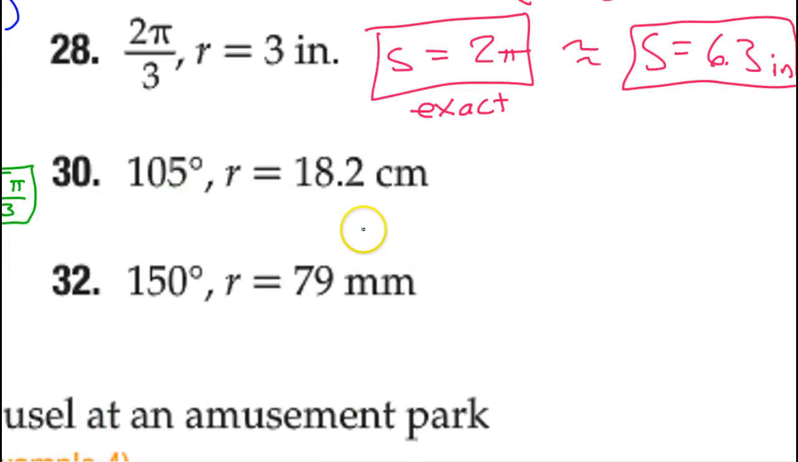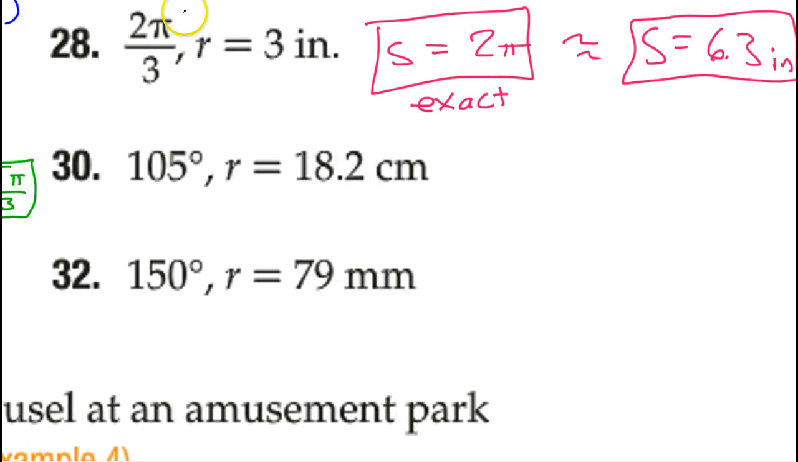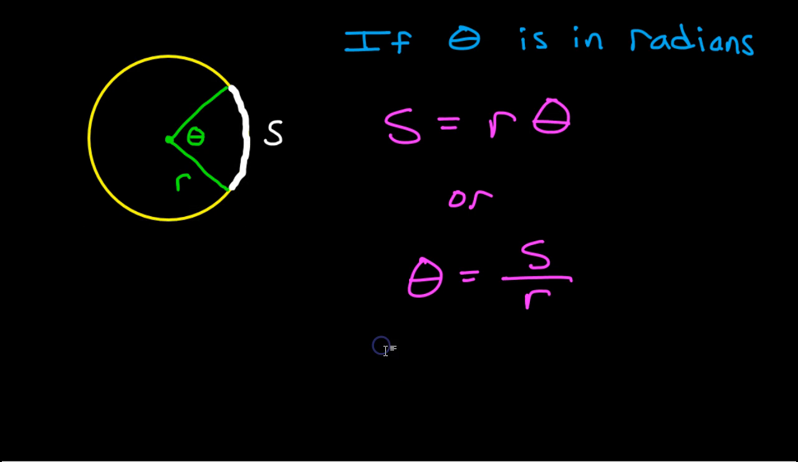Okay, how about number 30? Okay, now we're seeing a problem that involves degrees. So this is going to take an extra step because our formula only works for radians. So what we're going to have to do is first convert from degrees into radians. Okay, I'm going to do that over here on this black screen.